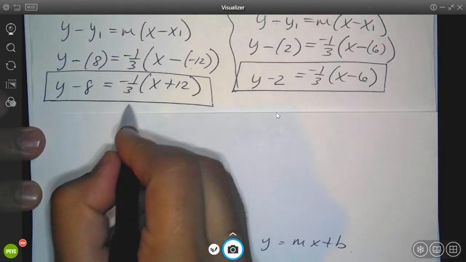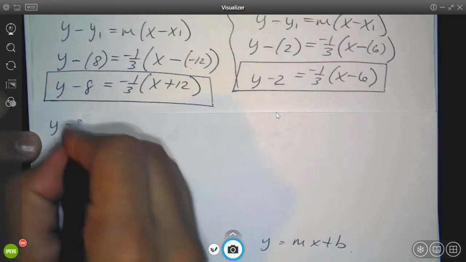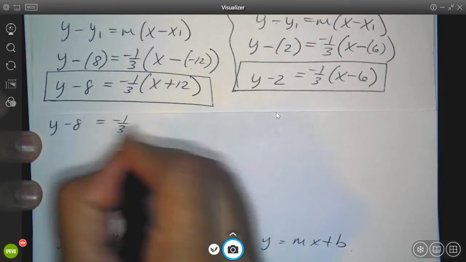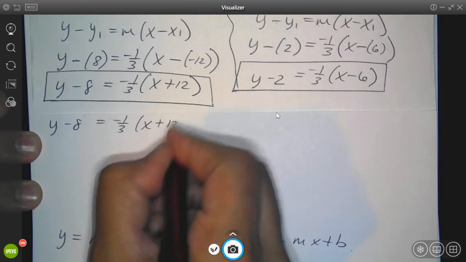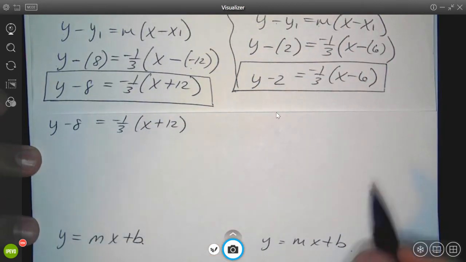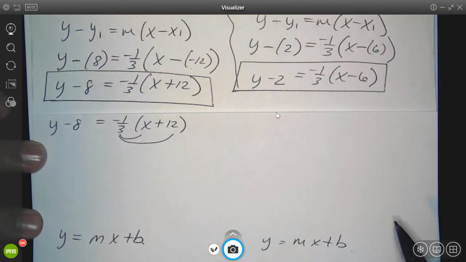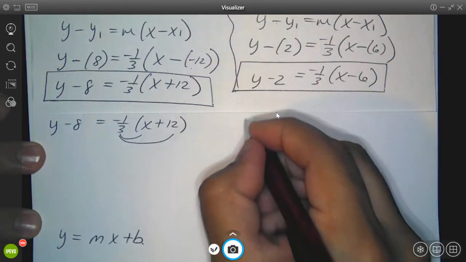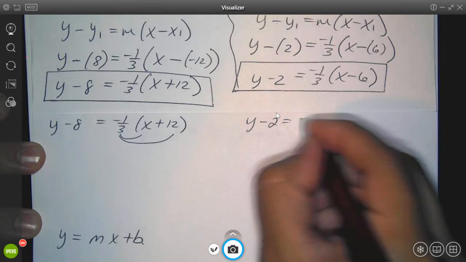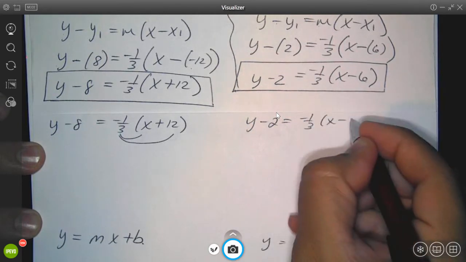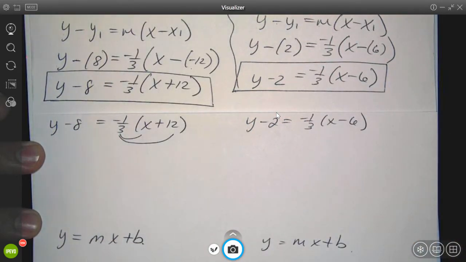So here, I'm going to distribute. So I'll rewrite the problem here for you. y minus 8 equals negative 1/3 times x plus 12. Now again, I'm going to distribute this negative 1/3. Why? Because we have parentheses. Now I'm going to do both of these simultaneously just so again, you can see that both of these are going to give me the same thing. Why? Because both of these equations are the same equation. We just used different points.